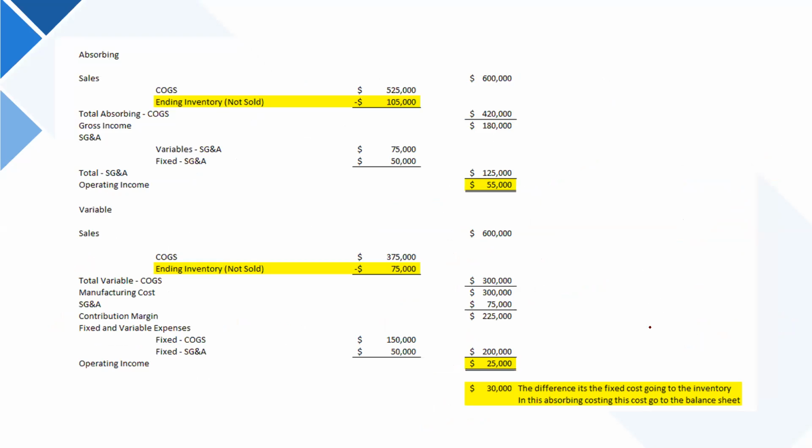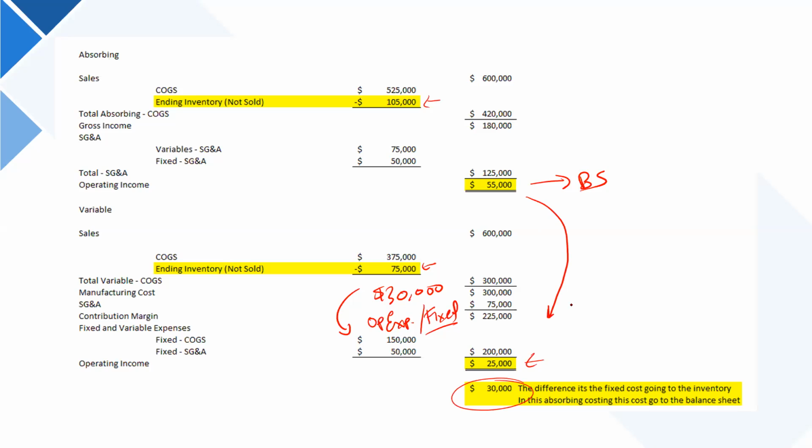And if we see them side by side, you can see that the difference here and here is 3,000, which in this case goes out to the balance sheet, and in this case goes inside an operating expense, a fixed operating expense. That's why this one is bigger than this one.